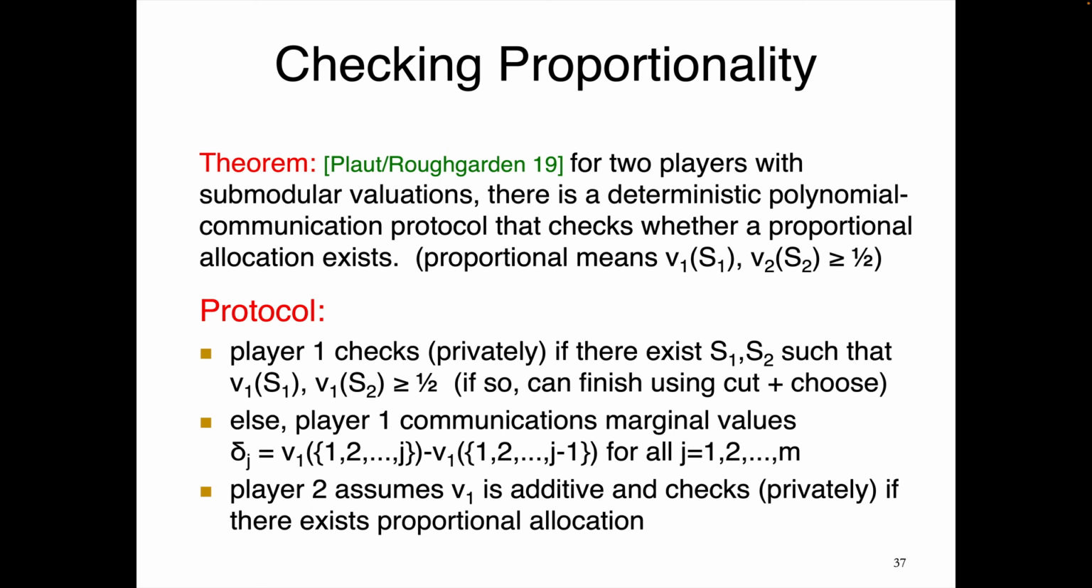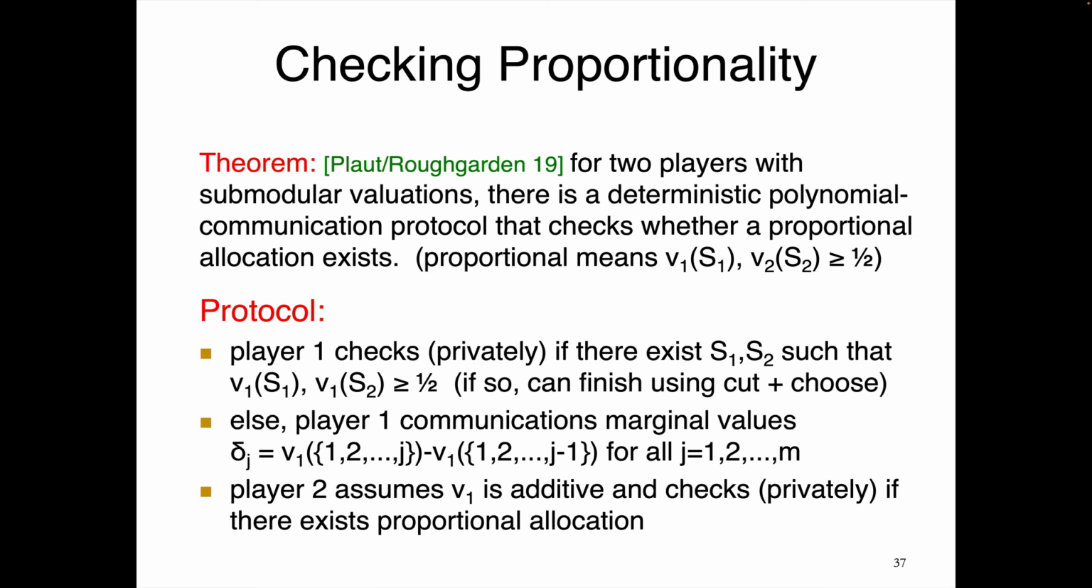Now player 2 has this proxy for Alice's valuation, and Bob is just going to do what we said before. He iterates over all allocations and sees if he can find one where, according to his additive estimate of Alice's valuation, she has value at least 1/2, and with respect to his own known valuation, he also has value at least 1/2. If he finds one, he proposes that as a proportional allocation. If he doesn't find one, he says none exist.